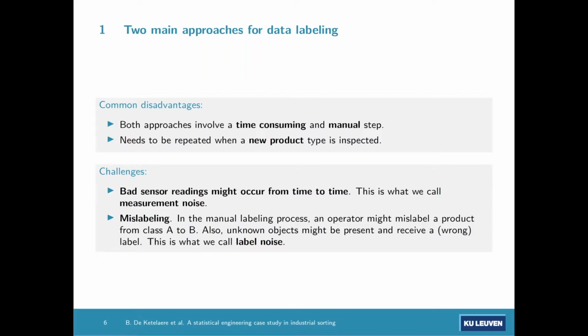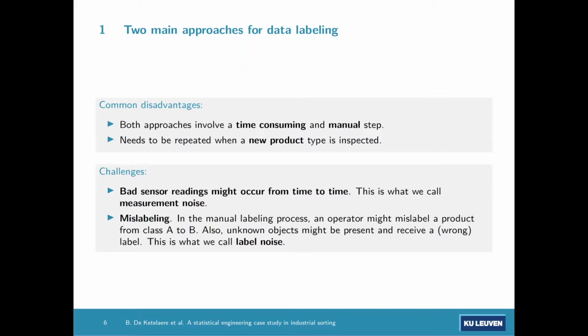Besides the noise on the measurements themselves, you also have this mislabeling I talked about. So in this manual labeling process, the operator can mislabel a product from class A to B, or if there are unknown objects present in the image, those can be classified, let's say, as a wrong product. And those mislabelings is what we will call during the presentation the label noise. So those two phrases, the measurement noise and the label noise, are two things that will come back in the presentation quite a lot. So those are the main challenges here.